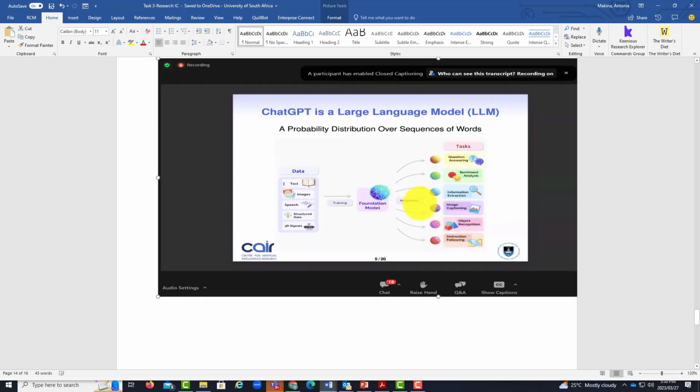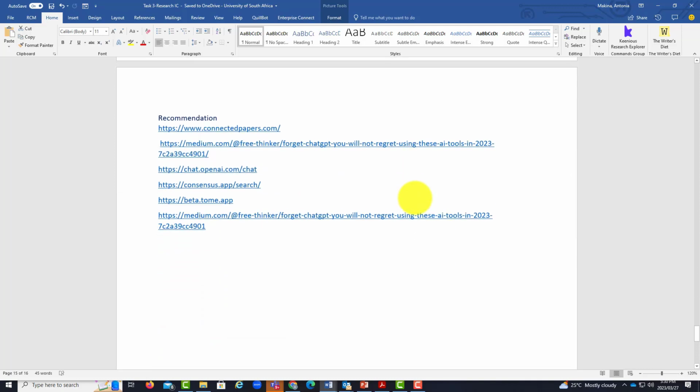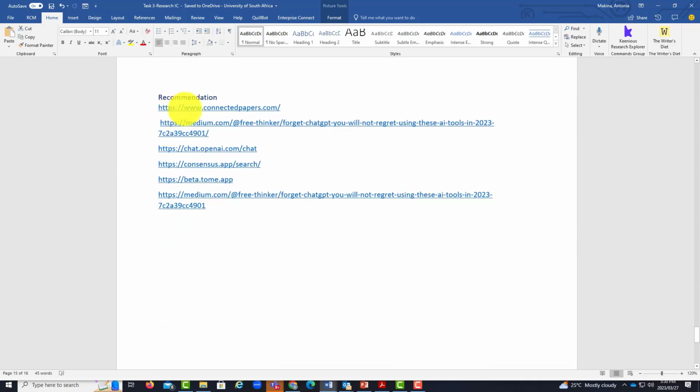And there are some other tools that you can also use that I'm sharing with you, which I recommend. You can see Connected Papers, Freethinker, Chat OpenAI, Consensus, Betatom, Medium.com, and Freethinker. I think here I've just repeated Freethinker again. So these are very important tools to use.